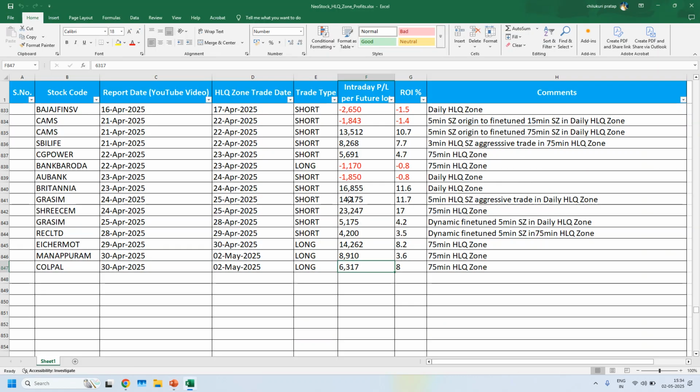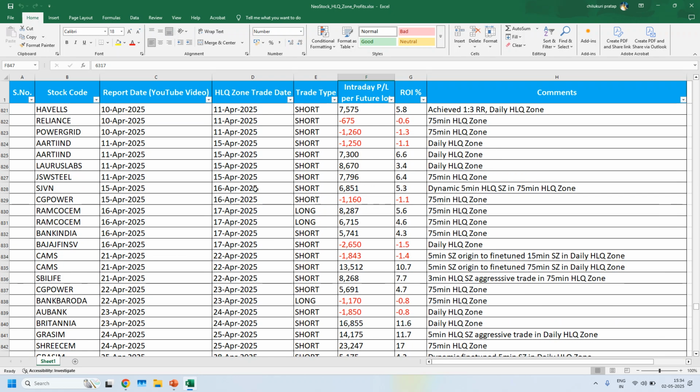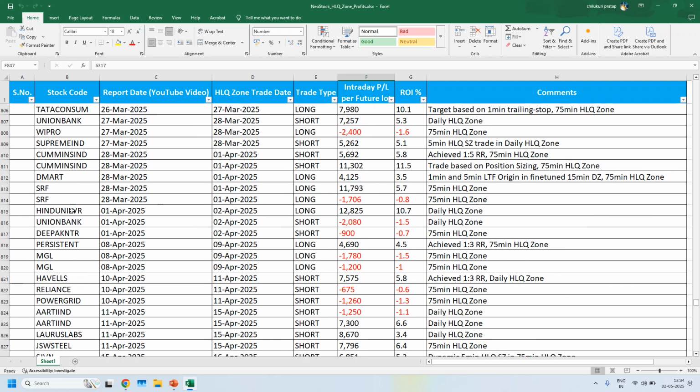All these 3 stocks, let us assume you took the trade. As per these statistics, how much profit we would have got? Let us calculate. See, this is the first trade on 1st April. Now instead of ROI, I am keeping my mouse on the intraday profit and loss as per one futures margin cost.